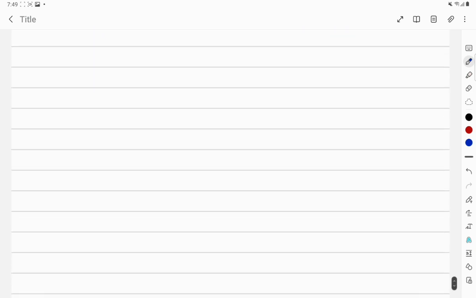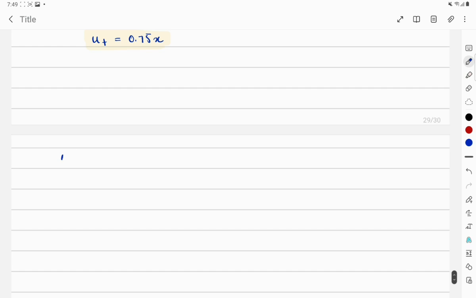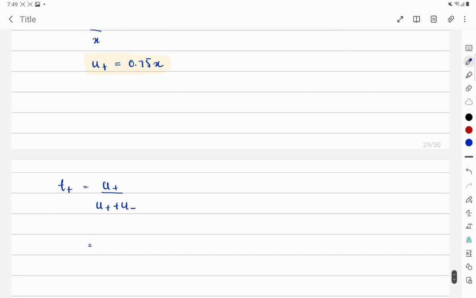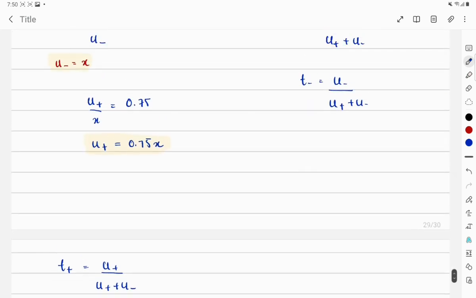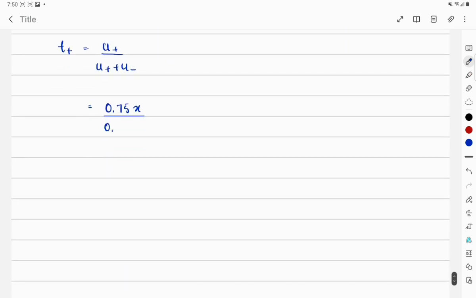So finding the transport number of cation, that is T plus. We know it is U plus divided by U plus plus U minus. So the value of U plus is 0.75 into x, divided by 0.75x plus x. That will be 1.75x. Right, 1 plus 0.75 is 1.75. Now as you see, the x gets cancelled out. That is not an issue for us. It will just get cancelled out because we are taking the ratio.